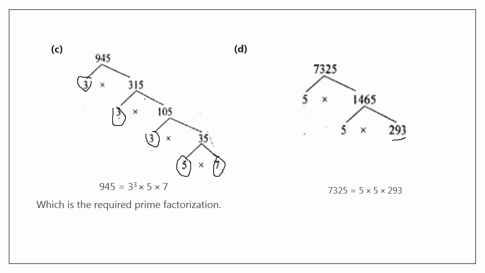Therefore, 7325 is equal to 5 square into 293. The 5 and 293 both are prime numbers. Therefore, this is the required prime factorization. Now, in this way, we can find the prime factorization of the given numbers by using the factor tree method.